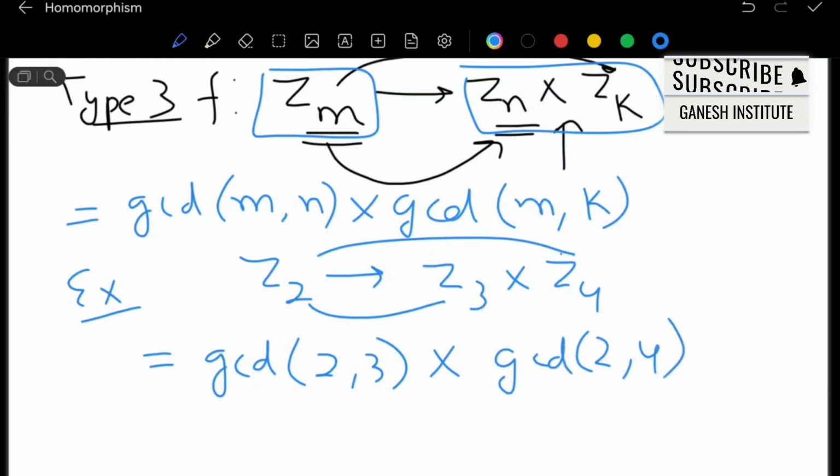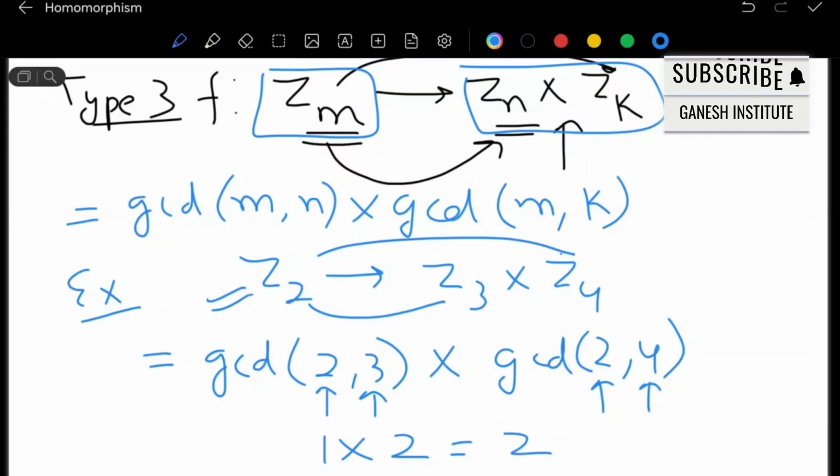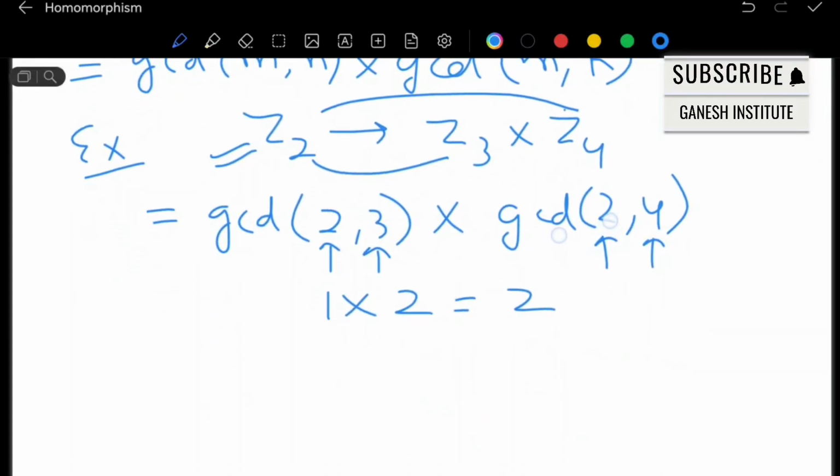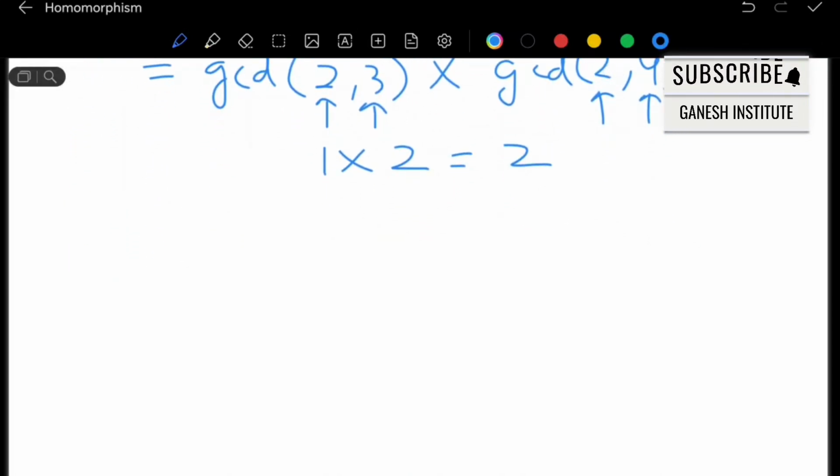Okay. So here, what is common between 2 and 3? Only 1. What is the common factor between 2 and 4? It is 2. So 2 homomorphisms are there for this example. Got it?